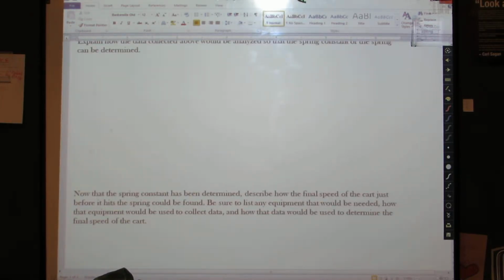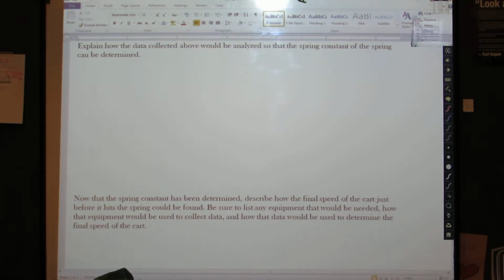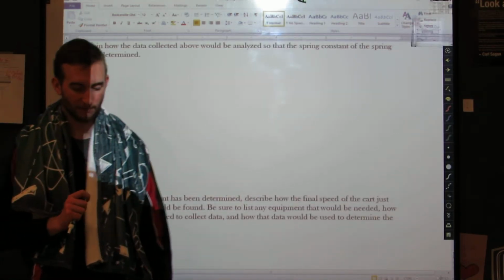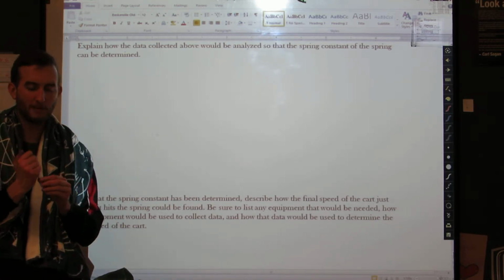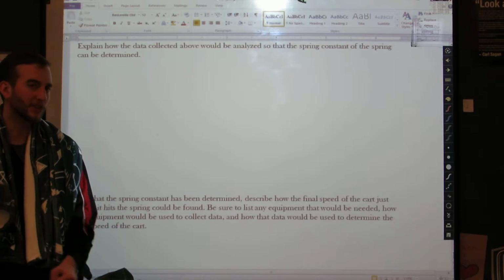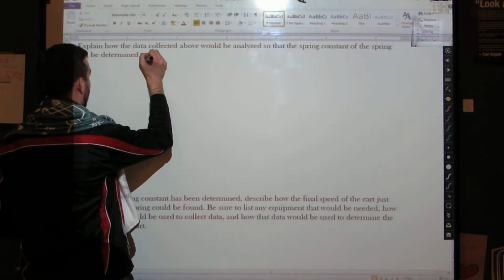So now that we collected the data, we have a bunch of masses, we have a bunch of times for a set number of oscillations. We want to determine the spring constant. So what we need to do first, we don't actually know the time for one oscillation yet. We have the time for a number of oscillations. So the first thing that we need to do is determine the time for just one oscillation. Thankfully, that's really easy.